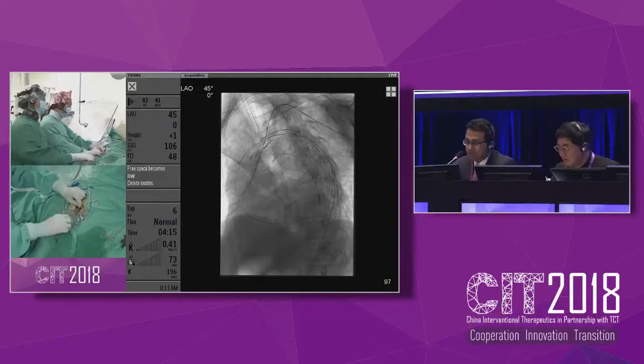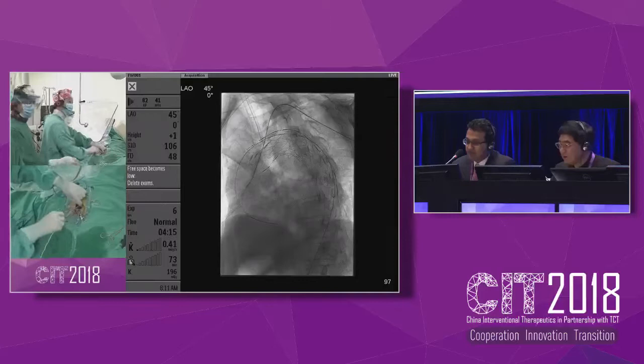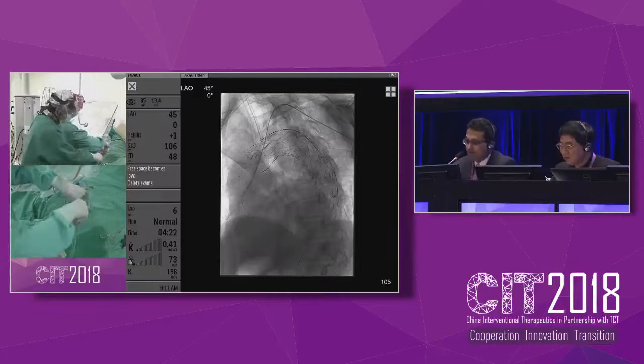So you can see here that now he's got access from the subclavian artery into the ascending aorta with a catheter, and the key now will be to advance a supportive wire. Okay, please. And then deliver. He's going to do an aortogram here with a pigtail catheter.